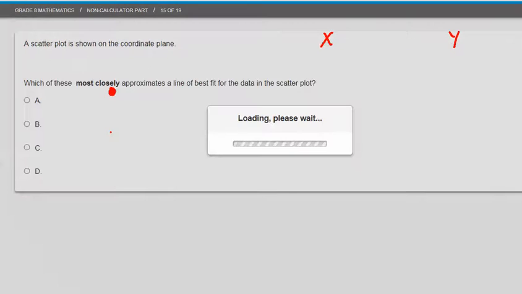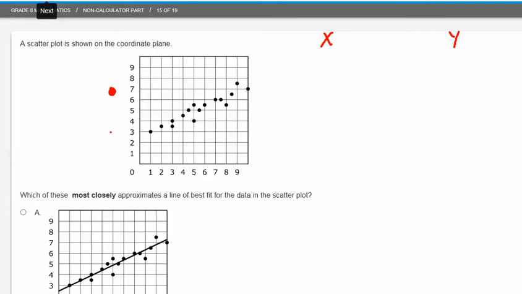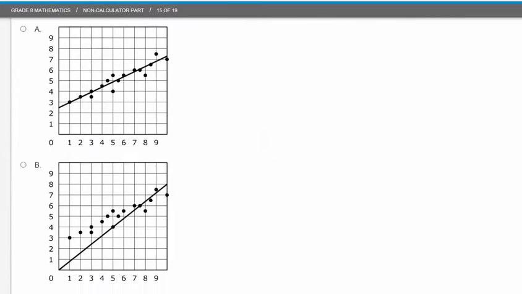Moving on to the next problem, number 15. I'll get my big red dot out of the way. The scatter plot is shown on the coordinate plane. Beautiful scatter plot, don't you think, Ben? Yes, that's the right answer. Which of these most closely approximates the line of best fit from the data scatter plot?